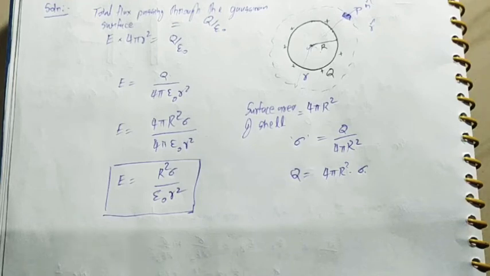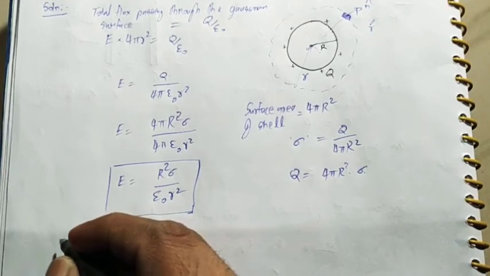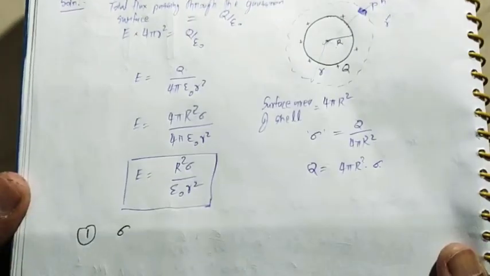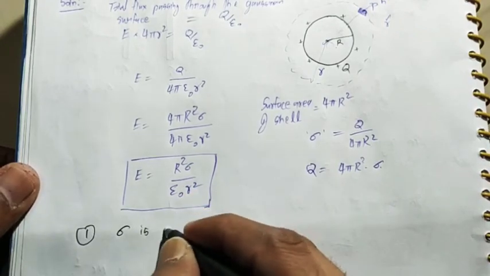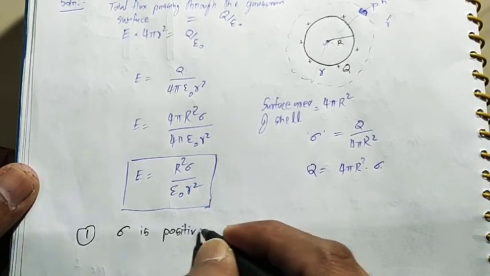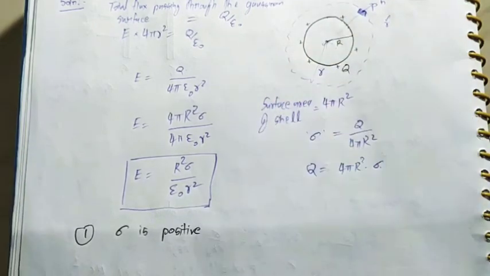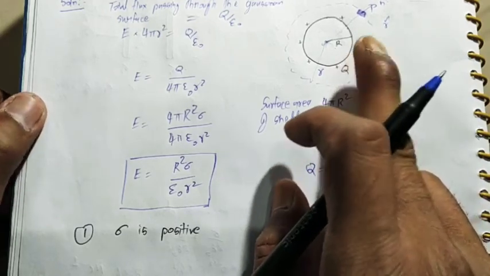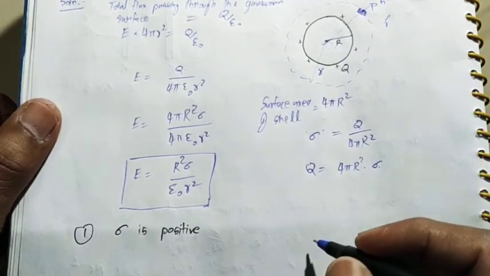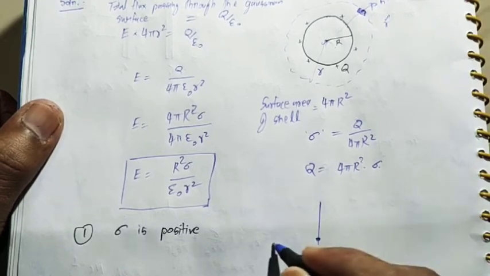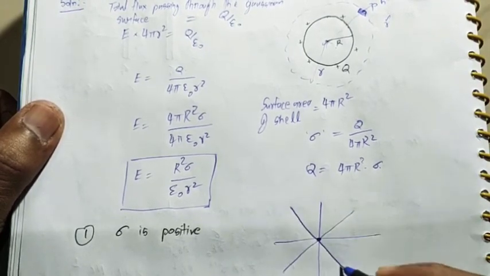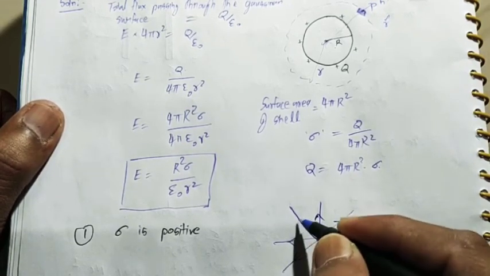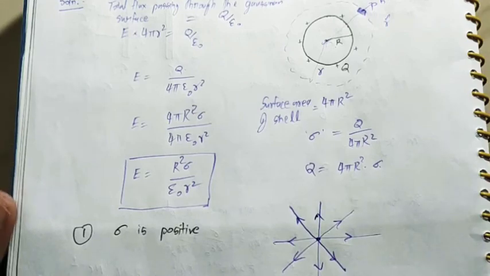So in the first case, when sigma or the surface charge density is positive, it means positive charge is placed at the surface. So this shell will be treated as a positive point charge. So the field lines will be radially outward. So you have to just make it like this, radially outwards.